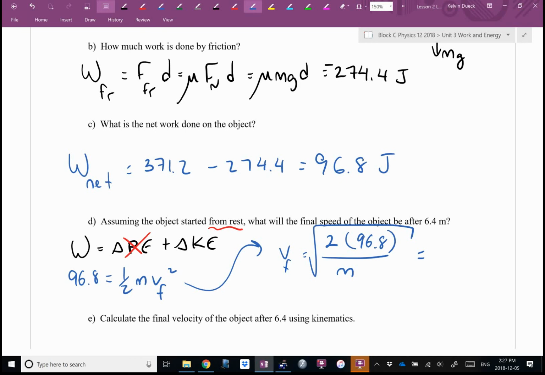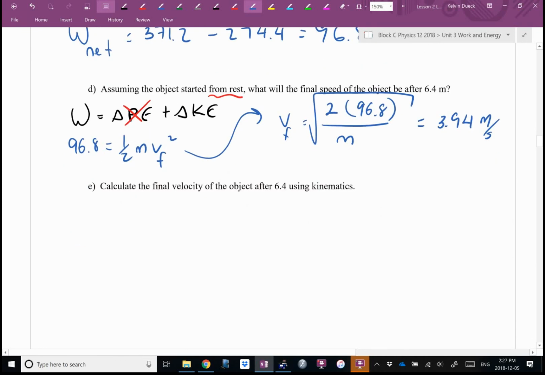What'd you get? 1.25? Anybody else? That doesn't sound familiar to me, but maybe it is. 3.94? Well, I was going to, but thank you, Captain Obvious. Okay. 3.94 meters per second.